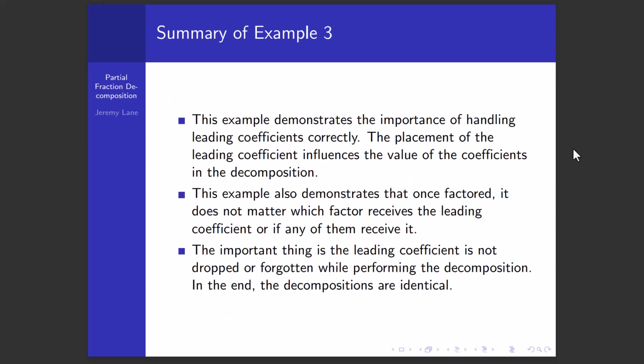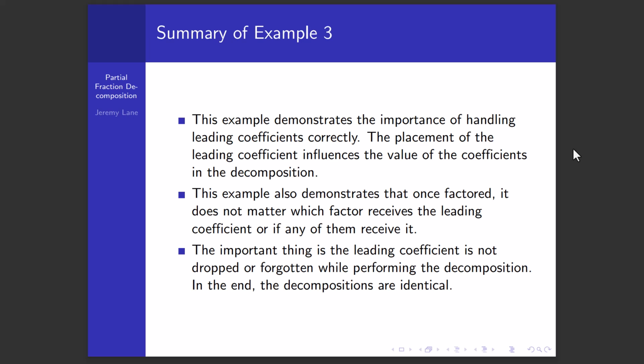So this example demonstrates the importance of handling leading coefficients correctly. The placement of the leading coefficient influences the values of these coefficients A, B, and C in the decomposition. It also demonstrates that once it's factored, it doesn't matter which factor receives the leading coefficient or if any of them receive it. You could leave it completely out of the summations of those individual fractions. But the important thing is the leading coefficient is not dropped or forgotten while performing the decomposition. Because in the end, the decompositions are identical by the uniqueness property of the partial fractions.